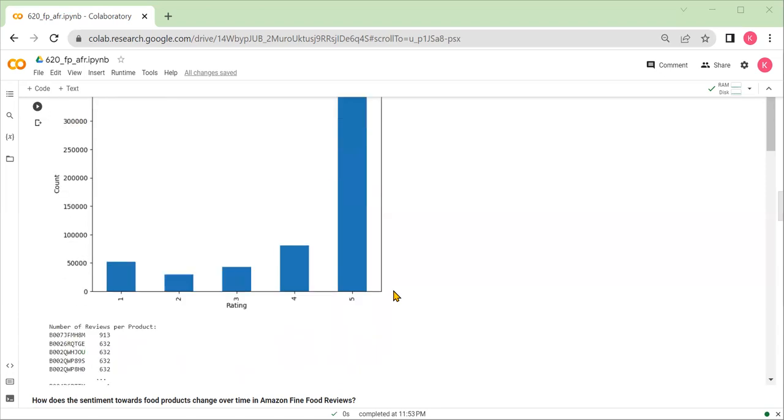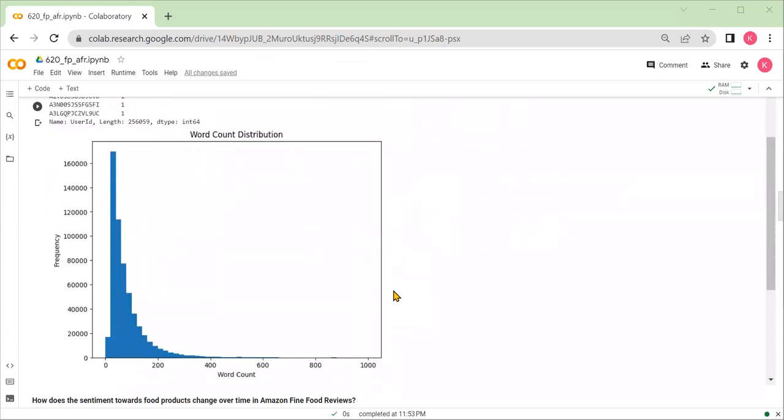Moving on to our next chart, we can see the word count distribution. Basically, it helps us to understand the length and level of detail in the feedback provided. More reviews fall within a certain word count range, suggesting that customers tend to provide concise yet informative feedback. Longer reviews might indicate more detailed experiences or specific feedback, while shorter reviews could reflect quick impressions or ratings.